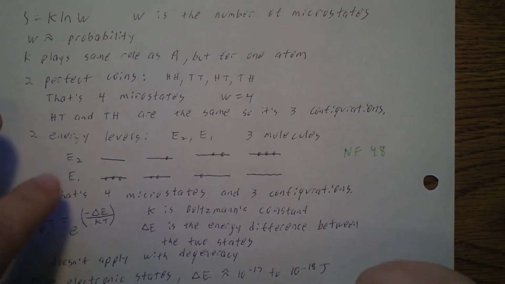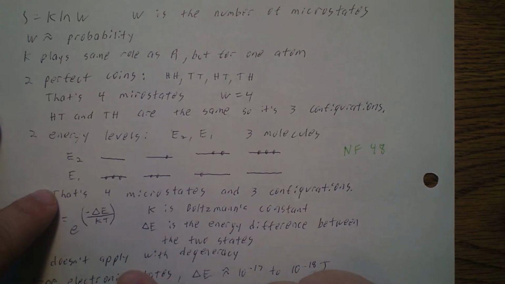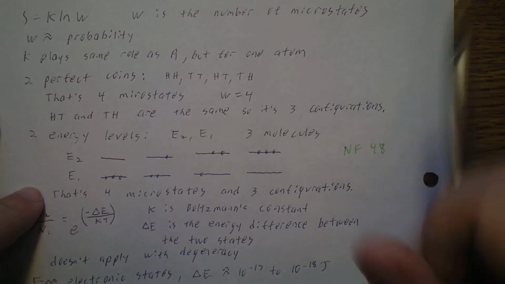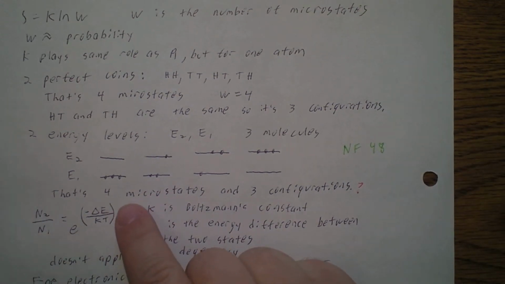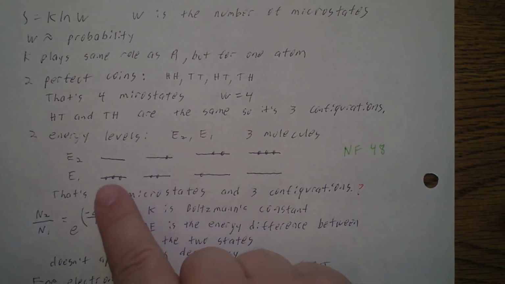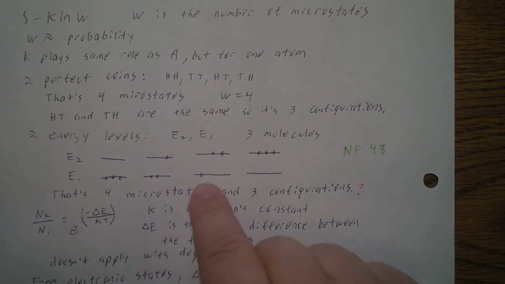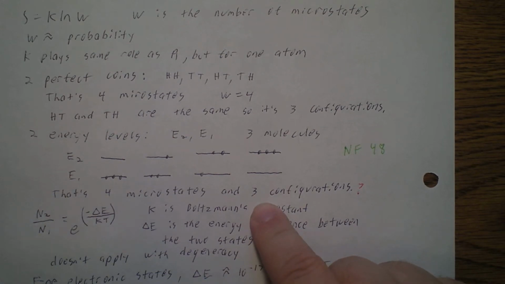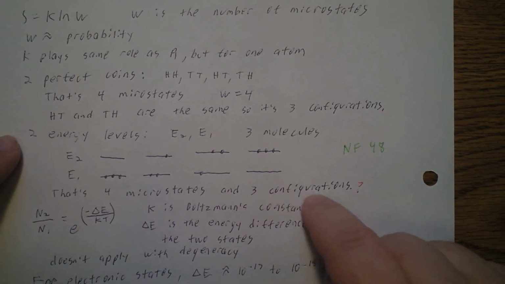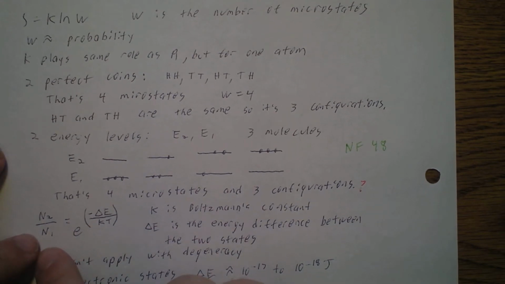Now this, because these atoms are all the same, we're going to say, oh, that's weird. I'm actually going to look into this. I'm not sure if this is right. But according to this, there's 4 microstates here: all 3, 2, 1, 0. It says here there are 3 configurations. I'm not sure why. I'm going to have to look into that again.